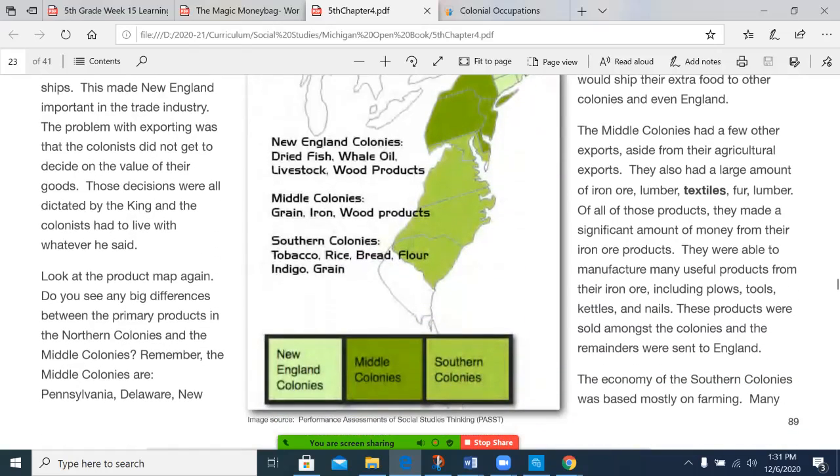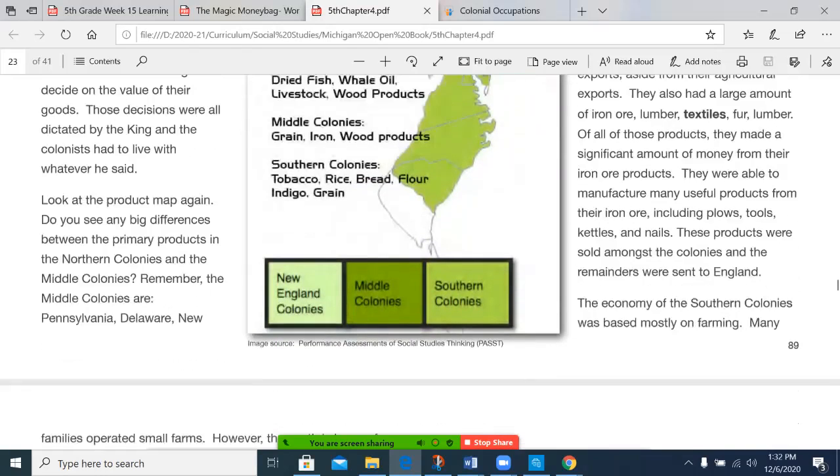The middle colonies had a few other exports aside from their agricultural exports. They also had a large amount of iron ore, lumber, textiles, and fur. They made a significant amount of money from their iron ore products. They were able to manufacture many useful products from their iron ore, including plows, tools, kettles, and nails. These products were sold amongst the colonies, and the remainder were sent to England.